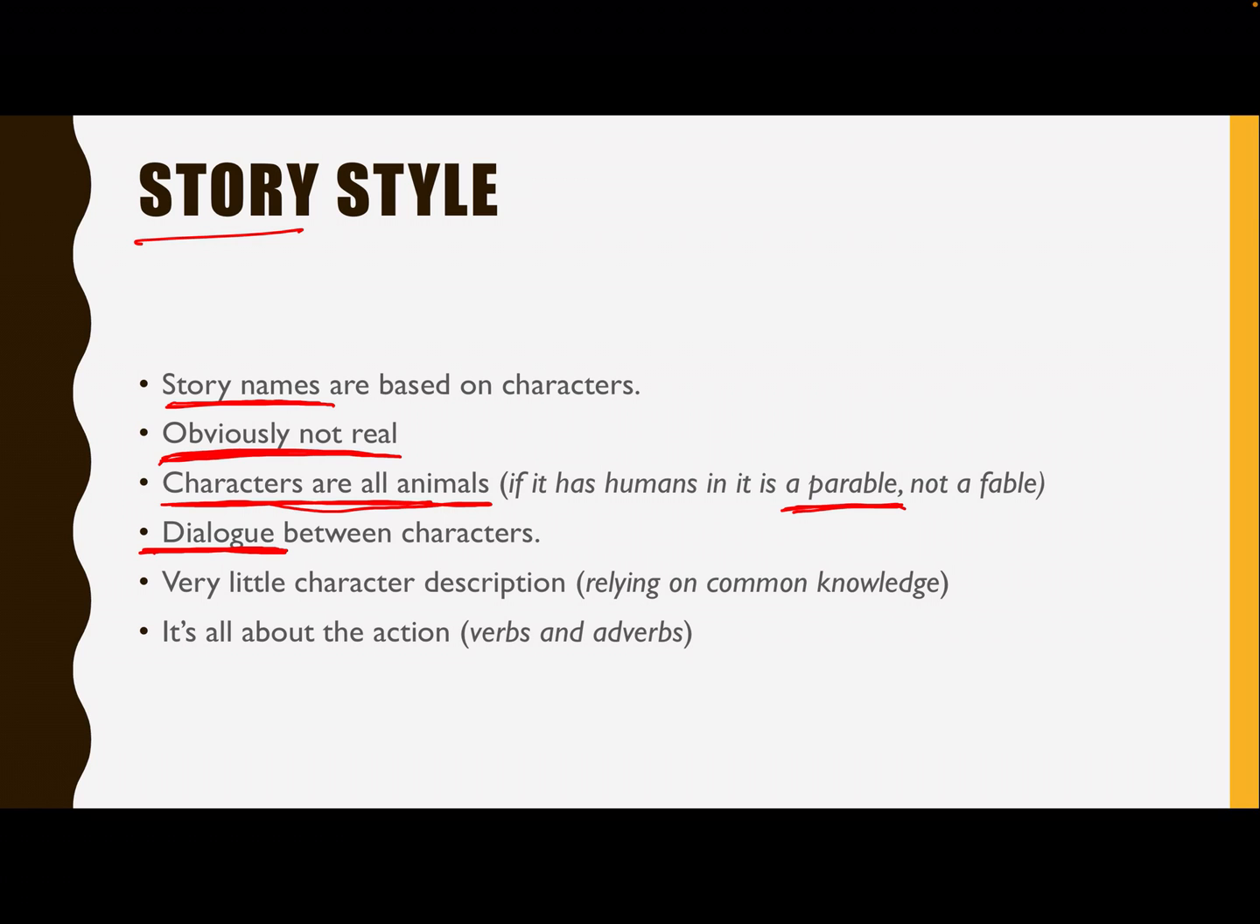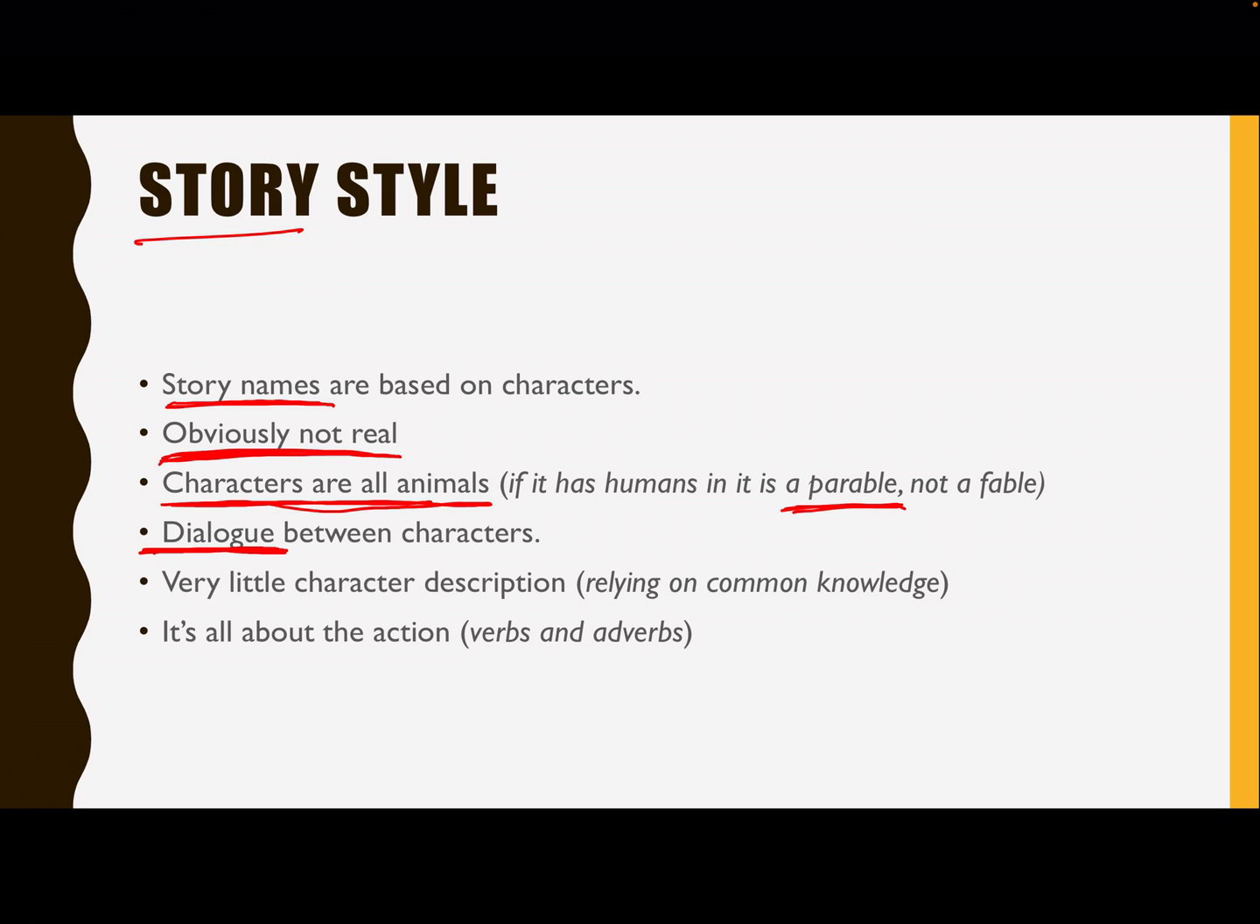But it's not just assumed you know what a fox looks like, it's assumed that you know what a fox acts like. So there's an assumption that foxes are cunning and clever. If you ever watch Peter Rabbit, he's got a fox in that who's always trying to trick Peter Rabbit. Actually, he's not that clever because he keeps on losing, but that's more to do with Peter Rabbit than it is to do with fables. So very little character description.